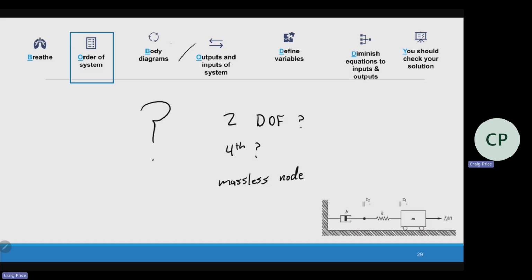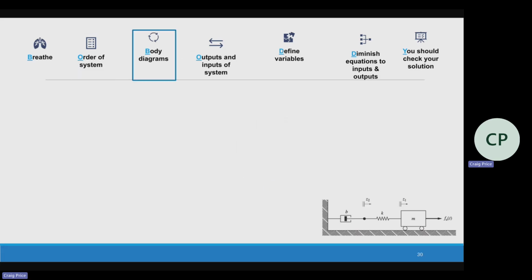Not really sure what the order is, so I'm just gonna skip it. Maybe it's fourth, maybe it's second. I don't know. I have 2 degrees of freedom. With your body diagram, like I said, because both of them can move.